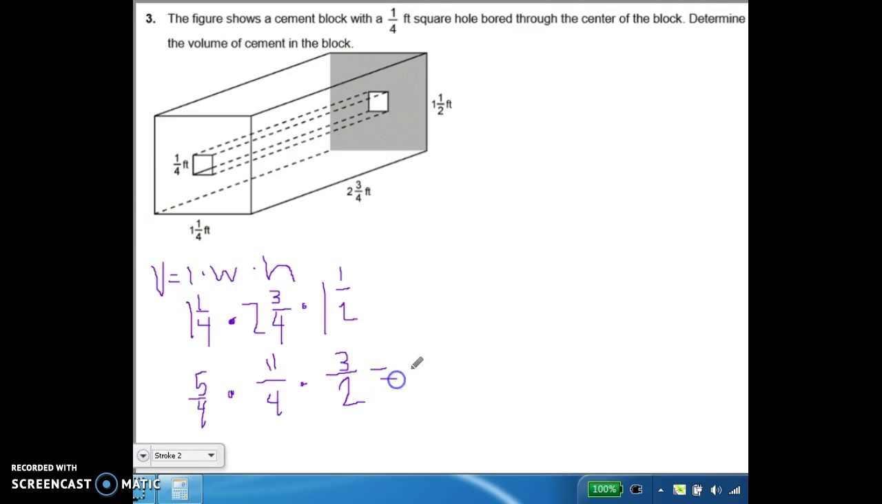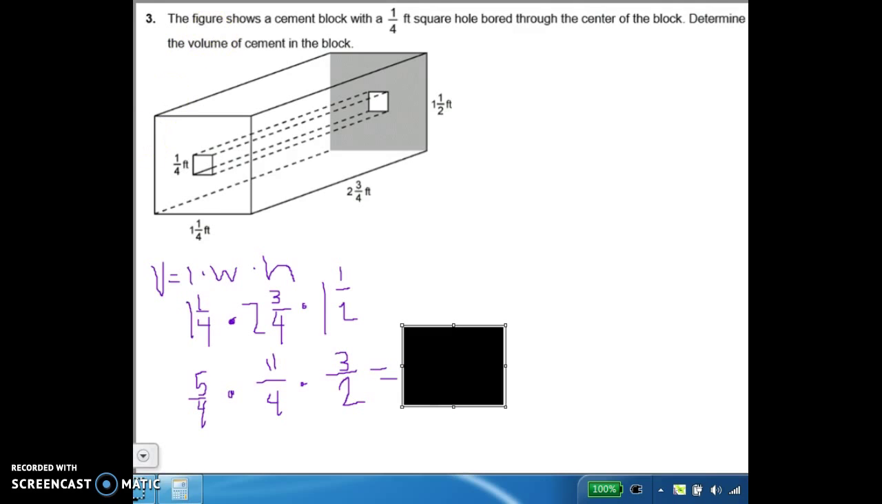So go ahead and do your multiplication. Pause the video and multiply your numerators and multiply your denominators, and let's see what you get. All right, if you did that multiplication, you should have got 165 over 32. The next step would be to turn that into a mixed number.